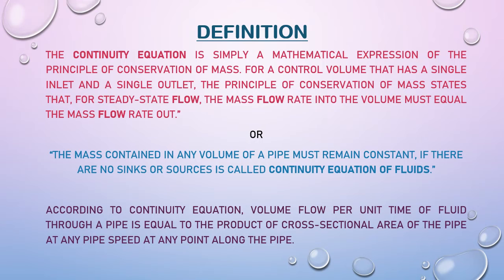The principle of conservation of mass states that for steady state flow, the mass flow rate into the volume must equal the mass flow rate out. Or you can say the mass contained in any volume of a pipe must remain constant if there are no sinks or sources. This is called the continuity equation of fluids. According to the continuity equation, the volume flow per unit time of fluid through a pipe is equal to the product of the cross-sectional area of the pipe and the fluid speed at any point along the pipe.